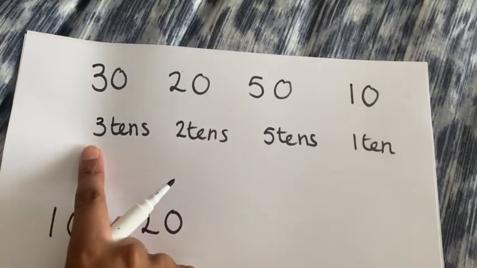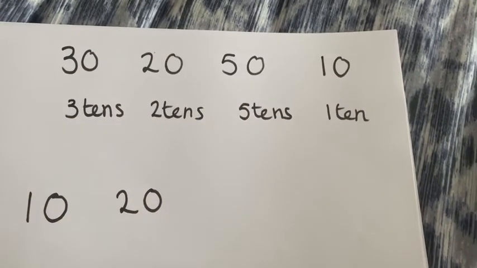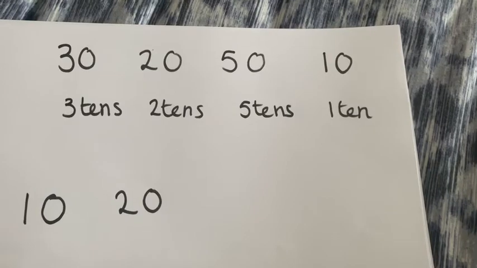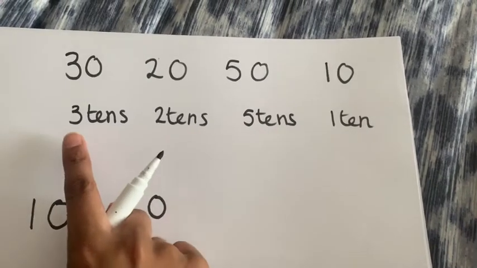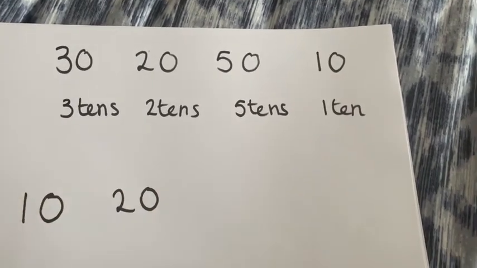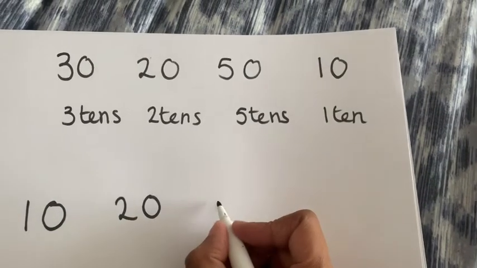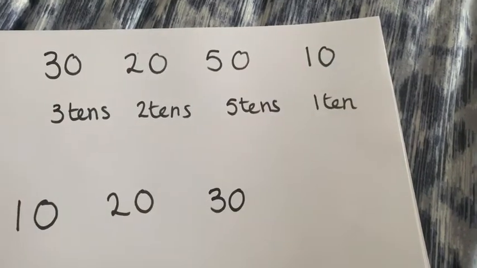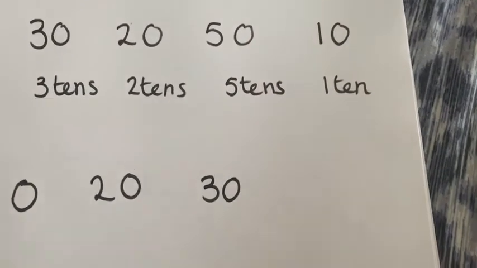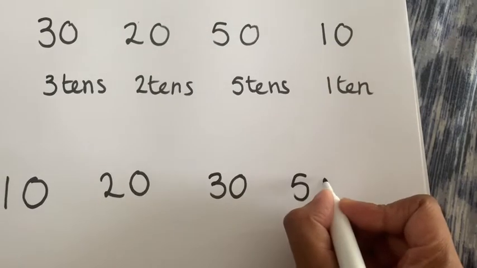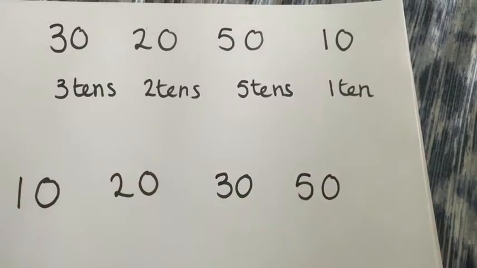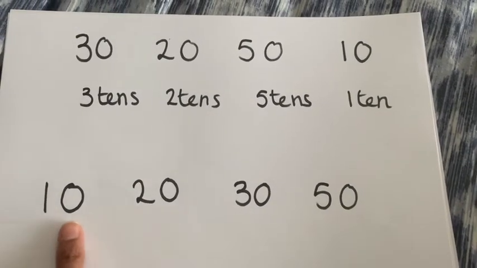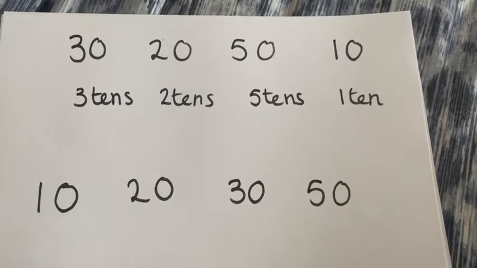Now we have to look at 30 and 50. Which one's the next number bigger than 2 tens? Is it 3 tens or 5 tens? That's right, it's 3 tens, which is 30. And the biggest number that's left is 5 tens in 50. So 50 will come at the end. So we'll arrange these numbers from smallest to the biggest.